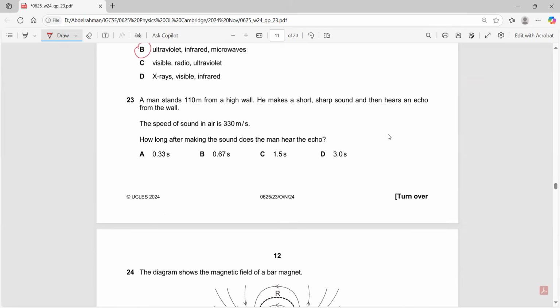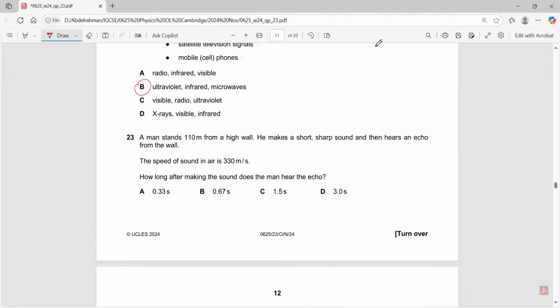A man stands 110 meters from a high wall and makes a short, sharp sound. The speed of sound in air is 330 meters per second. How long after making the sound does he hear the echo? So the echo travels twice the distance. To find the time, it would be distance over speed: 2 times 110 over 330, giving you a time of 0.67 seconds.